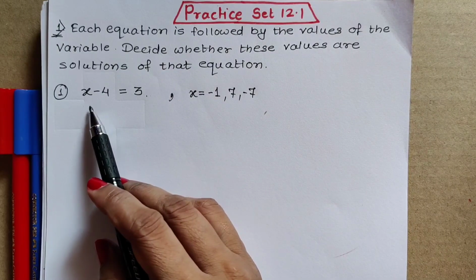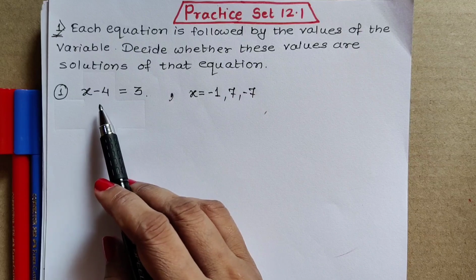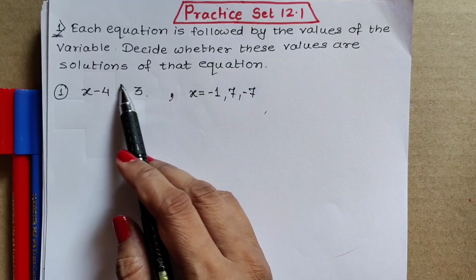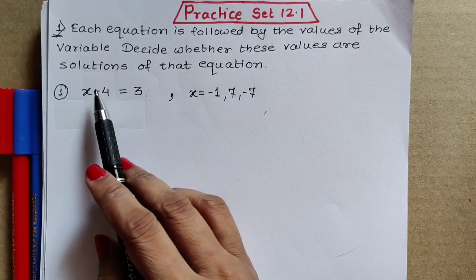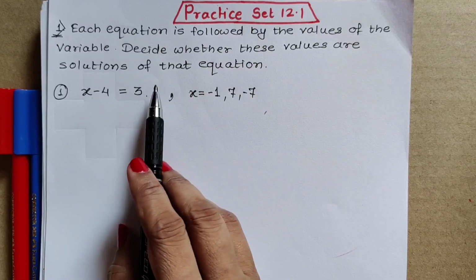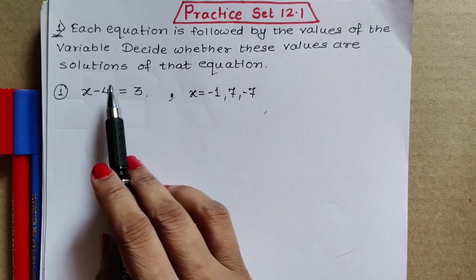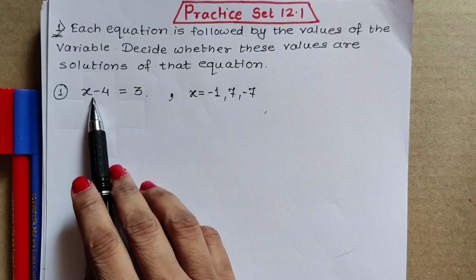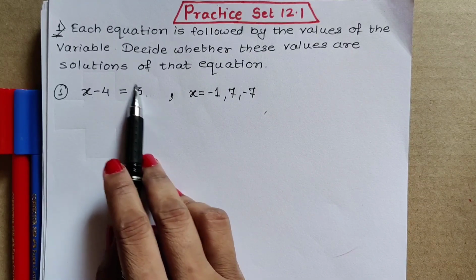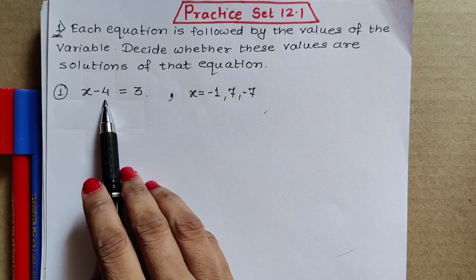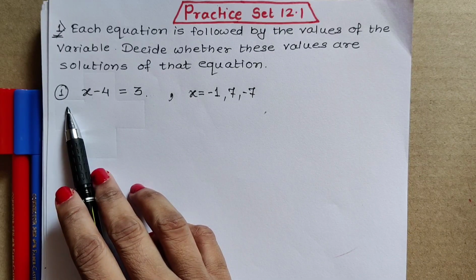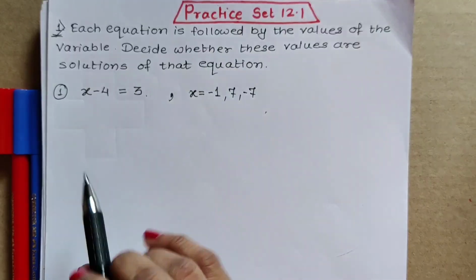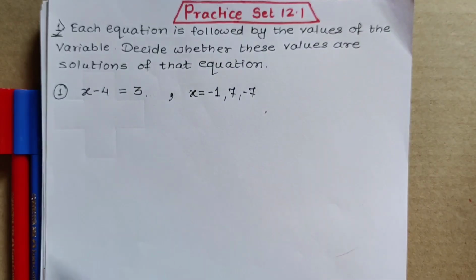Now see children, we all know that in an equation there are always two sides. In between there is the equal to sign, then there is the left hand side of the equation and the right hand side of the equation. In this particular equation, x minus 4 equal to 3, x minus 4 is the left hand side and 3 is the right hand side of the equation.